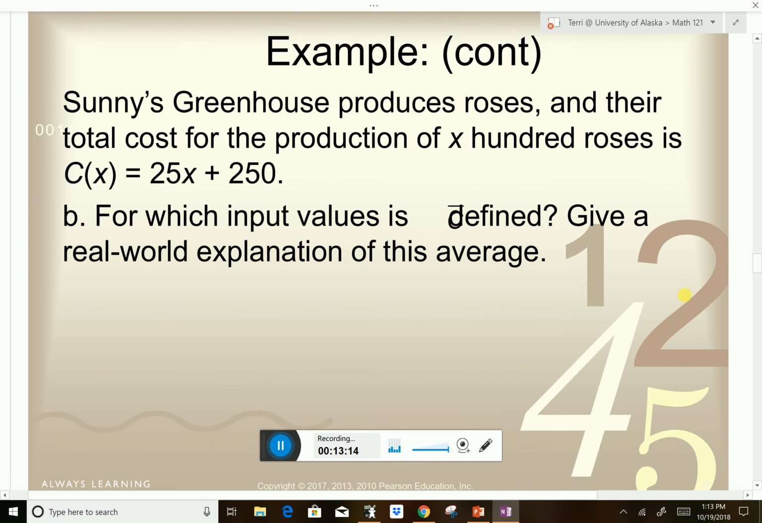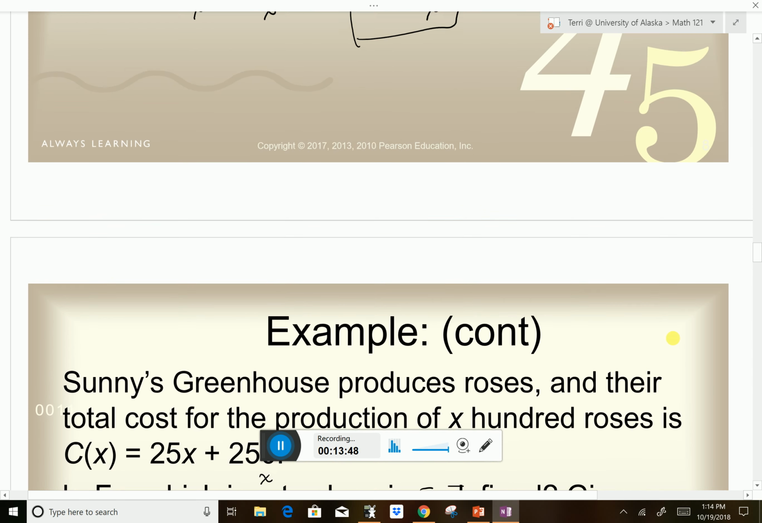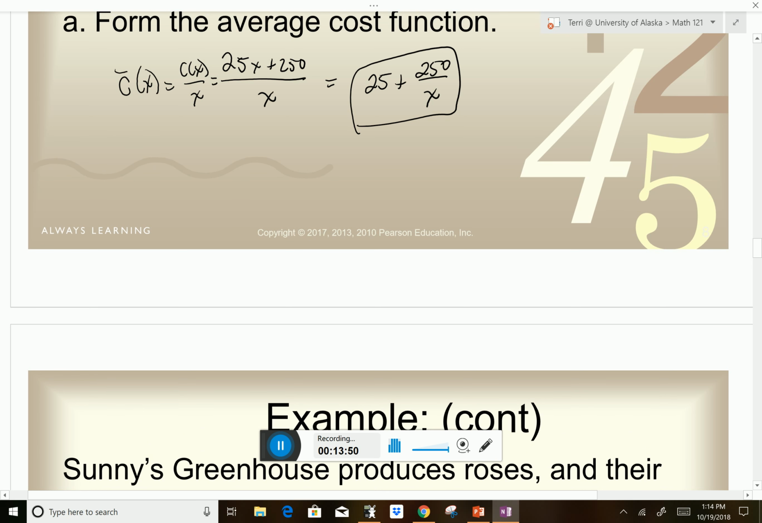And for what values is C bar defined? Let's give a real-world explanation of this average. A couple of things we want to say is we know that C bar is defined for x greater than 0. Remember, input values are x's. So C bar is defined for x greater than 0. It doesn't make any sense otherwise. So what is a real-world explanation of this average? What is this actually telling us?